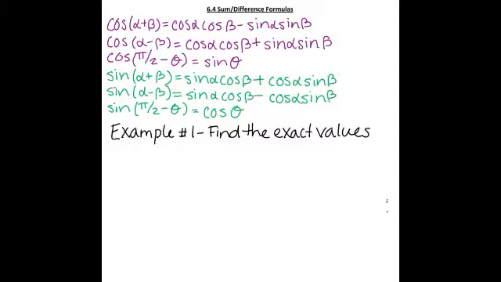So why are these useful? These are useful if we need to find the value of an angle that's not on the unit circle, but it can be made up of two angles that might be on the unit circle. Okay, so first I want to find the exact value of cosine of 75 degrees. Well, 75 degrees is not on the unit circle. So my first step is to write 75 degrees as the sum or difference of two angles on the unit circle.